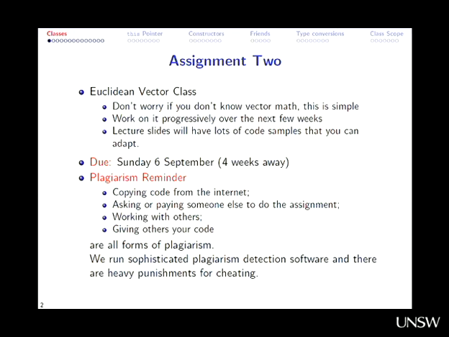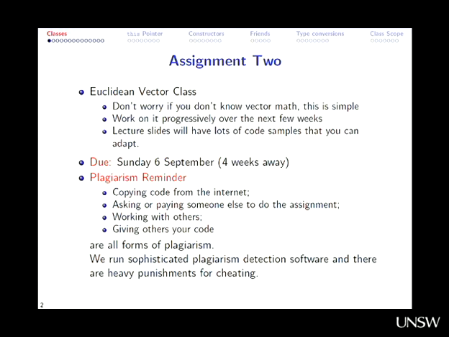So the purpose of assignment 2 is to build a Euclidean vector class. Now, a Euclidean vector is just a standard vector in mathematics, and is used normally in 3D graphics and things like that. You're building a class that provides functionality for vector mathematics, basically.